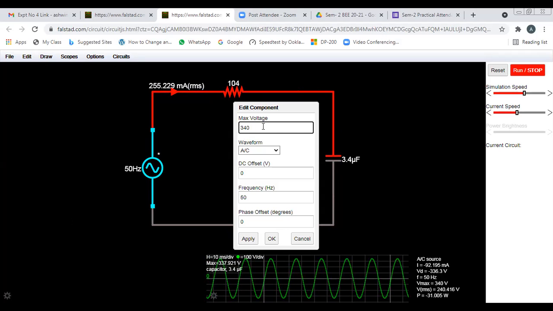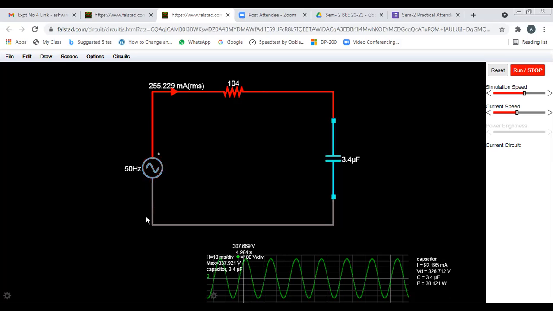Peak. Maximum voltage it is asking means peak value. So 240 point something, whatever it is, its peak I have calculated as 340. So I entered here peak value 340.